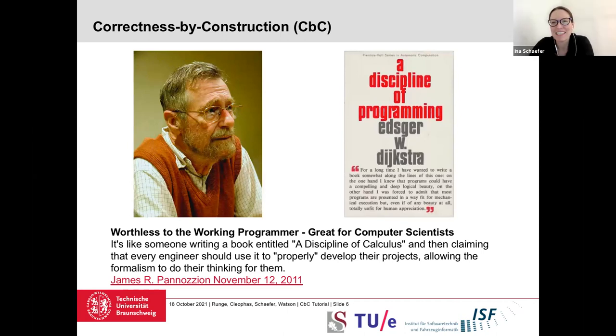Then let's start. So where did the whole work on correctness by construction start? And this gentleman, you might know him, is Edsger Dijkstra, who wrote a book already in the early 70s, A Discipline of Programming. And there's this interesting quote that it's worthless for the working programmer, but great for the computer scientist. And we try to prove you wrong, that the general idea of correctness by construction as advocated by Edsger Dijkstra and Eindhoven is actually also something that a working programmer should know and must know.